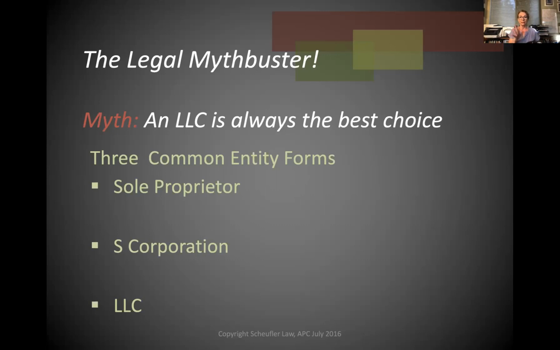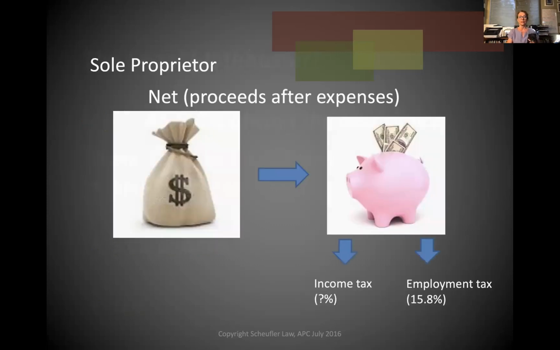So the basic three common entity forms that we look at in business, and the businesses that I deal with, which are mostly founder-owned and operated businesses, are sole proprietor, S corporation, and LLC. There are others, and we'll dive into some of those others just peripherally, but these are the three main entity structures that people use when they're in that startup or founder-owned and operated phase.